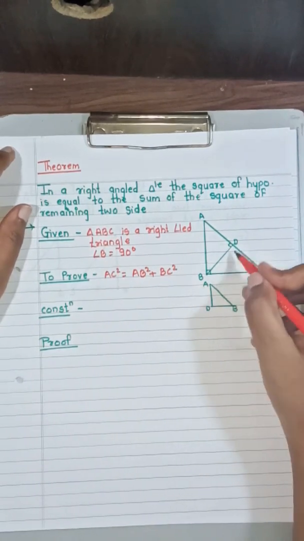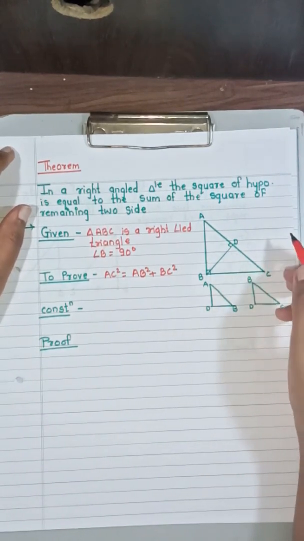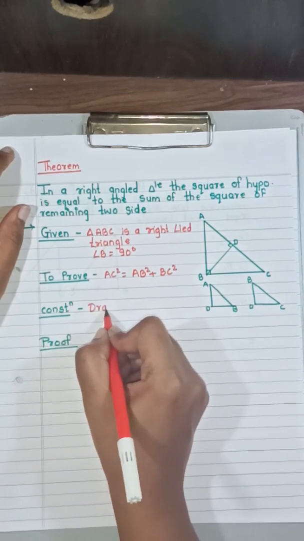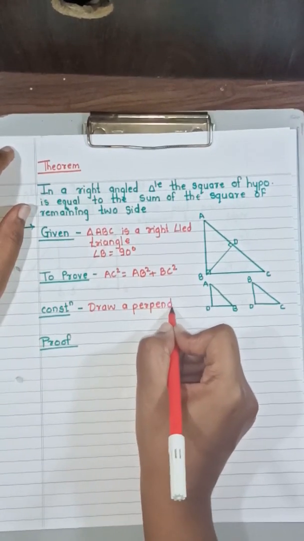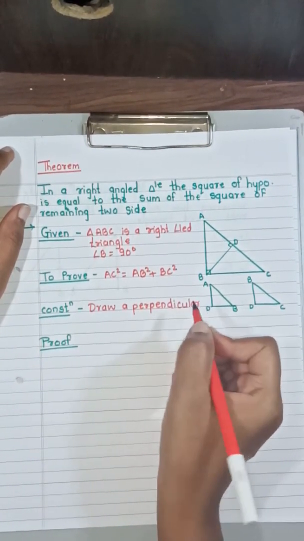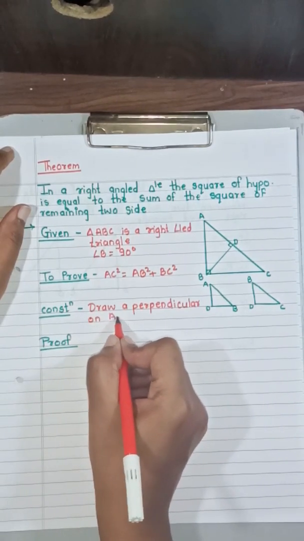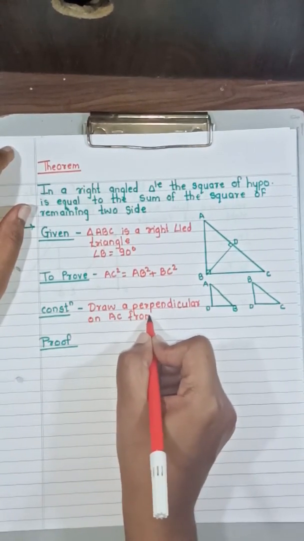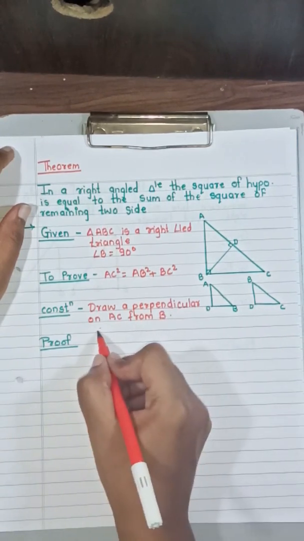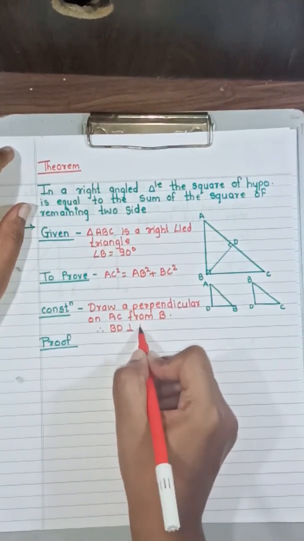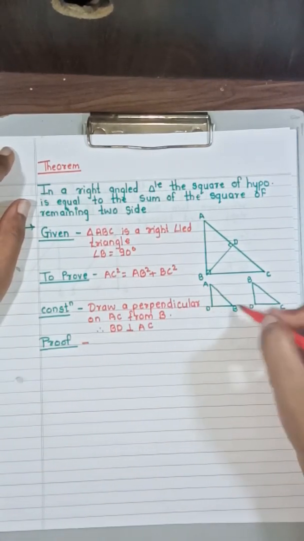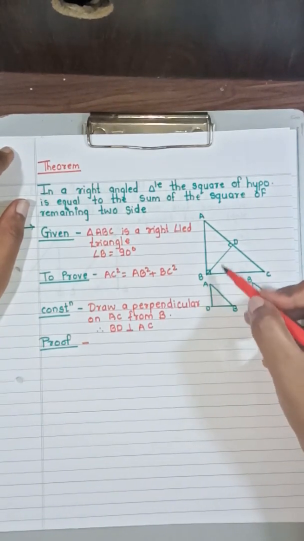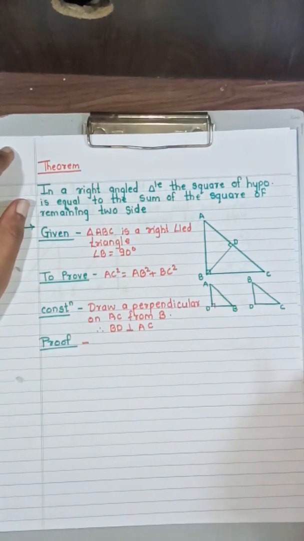Now construction. You can see this altitude BD, this is a part of construction. Draw a perpendicular on AC from B. Therefore you can say that BD is perpendicular to AC. Now let us move on towards the proof. For your understanding, I have drawn these two triangles once again over here, that is ADB, as this D is 90 degree, and BDC, again this D is of 90 degree.